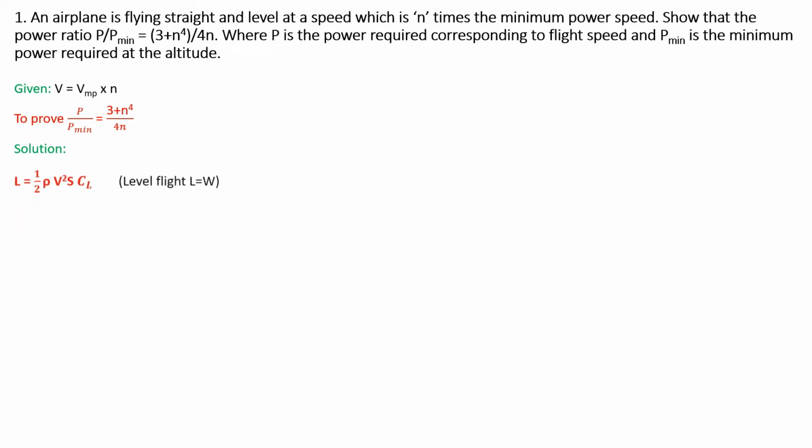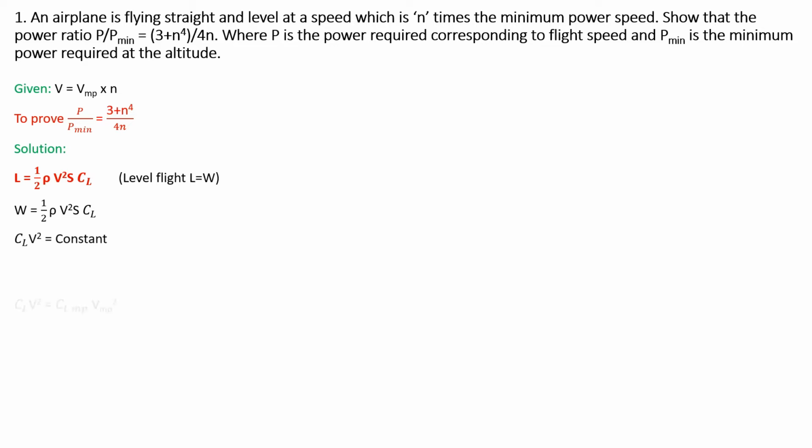L equals half times the product of density, velocity square, wing area and coefficient of lift. In steady level flight, we know lift equals weight. So replacing L by W, the equation becomes W equals half times the product of density, velocity square, wing surface area and coefficient of lift. As the airplane is flying straight and level, the product of coefficient of lift and velocity square remains constant. This means CL V square equals constant.